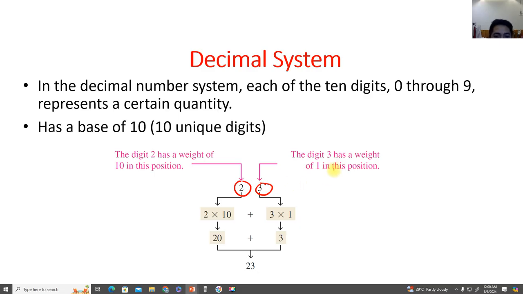The number 23 is weighted by its position. The 3 being in the ones position should be multiplied by 1, and that's 3. And this 2 being in the tens position is multiplied by ten, and that is 20. So if we add these, it ends up to 23.